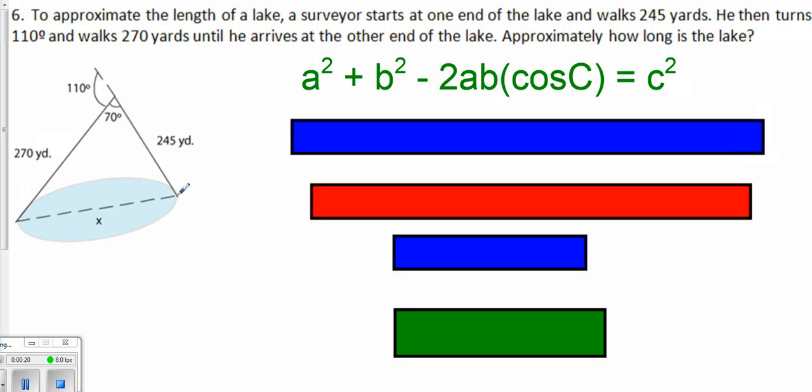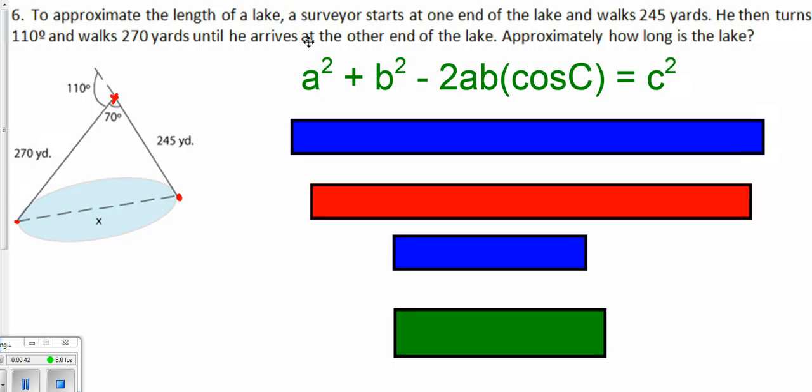So, he started here, he walked up to here, turned 110 degrees and started walking, ended up here. Now if you turn 110 degrees, that means right here you make a 70 degree angle. So this is what the triangle then looks like. We're trying to find the distance across the lake. We're going to call that x.